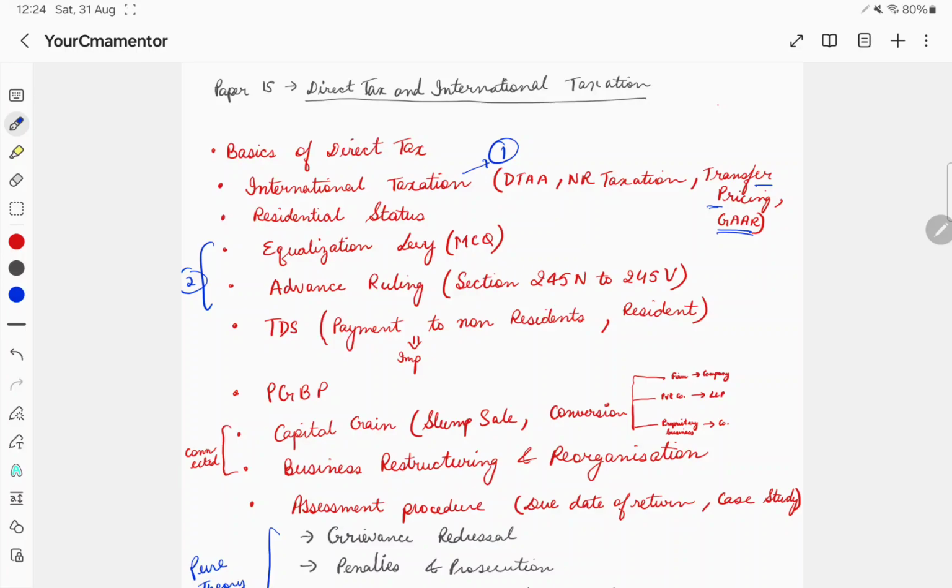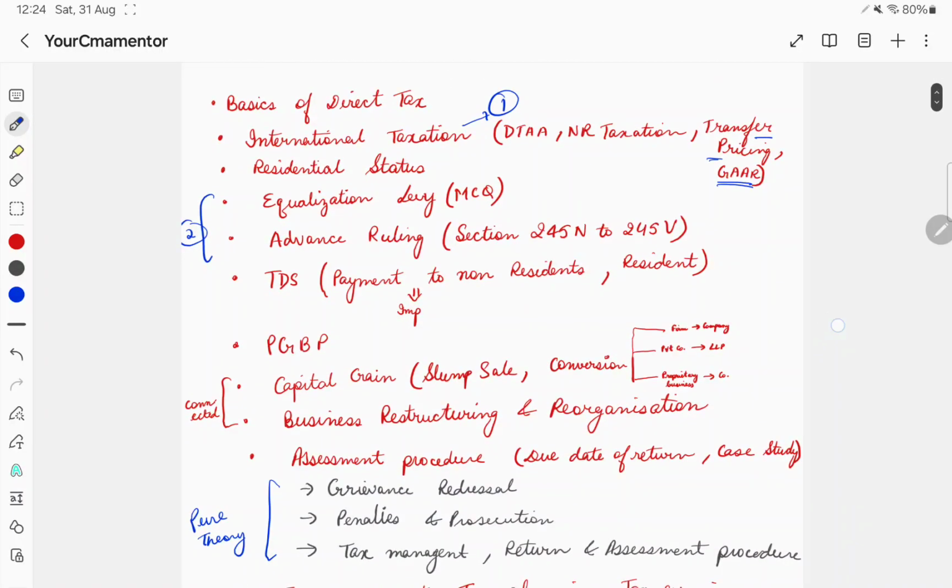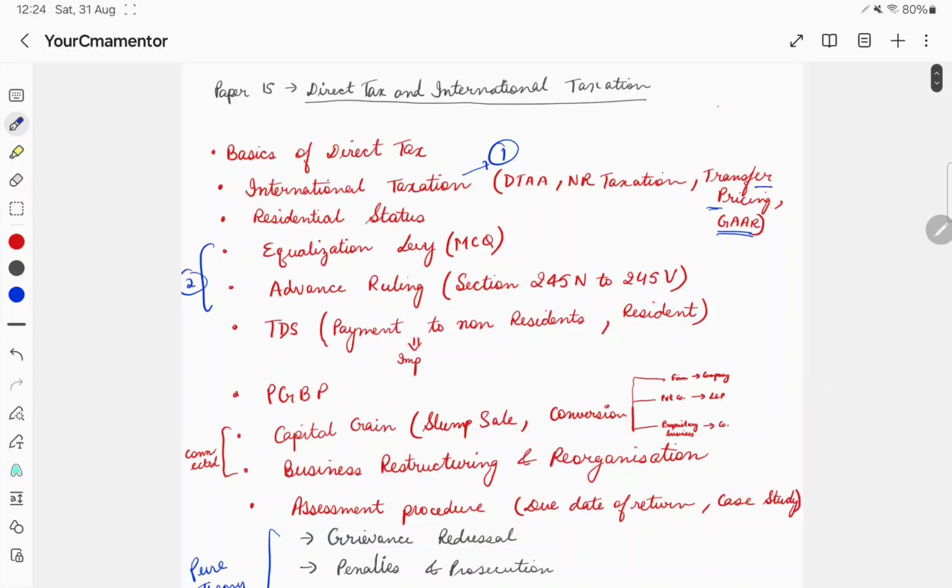Okay. Then the international taxation part is done. Now go with the direct tax part. The first chapter you must go with is basics of direct tax, because if you don't understand this chapter, you will never understand the entire direct tax subject. So firstly go with the basics of direct tax chapter.